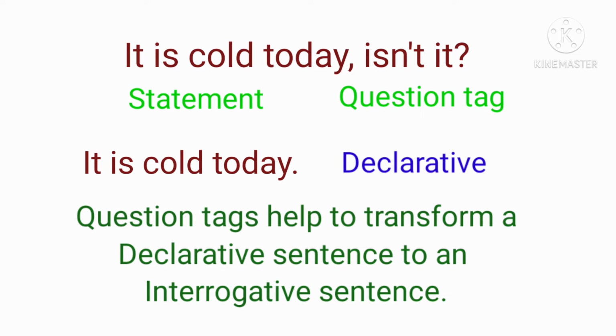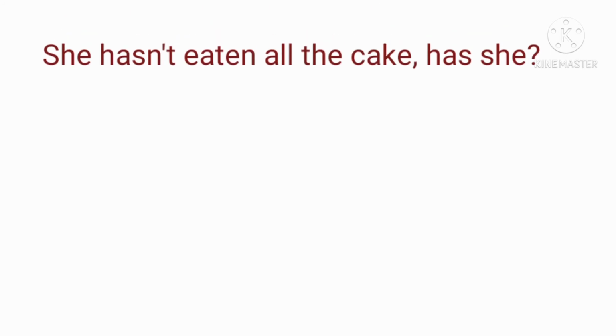Now, observe the next example. The sentence is, "She hasn't eaten all the cake, has she?" Now, in this sentence, we can divide this sentence into two. In the later part we see the words "has she." So, "has she" is the question tag. Now, if you look at the statement, "She hasn't eaten all the cake."